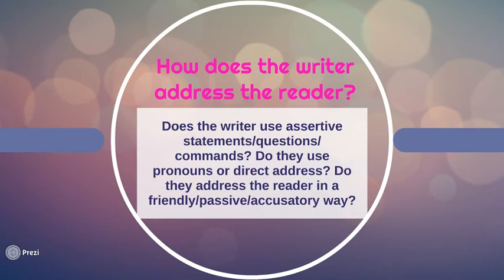Closely linked to tone, you might consider how the writer addresses the reader. It does very much link with tone. You're looking at what kind of style they've gone for, really. So does the writer use assertive statements or questions or commands? Do they use pronouns or direct address? Do they address the reader in a friendly way, or is it a bit passive, or are they kind of accusing the reader? Generally, consider, okay, what sort of style and what feeling have they gone for here? What sort of relationship are they trying to establish with their reader?